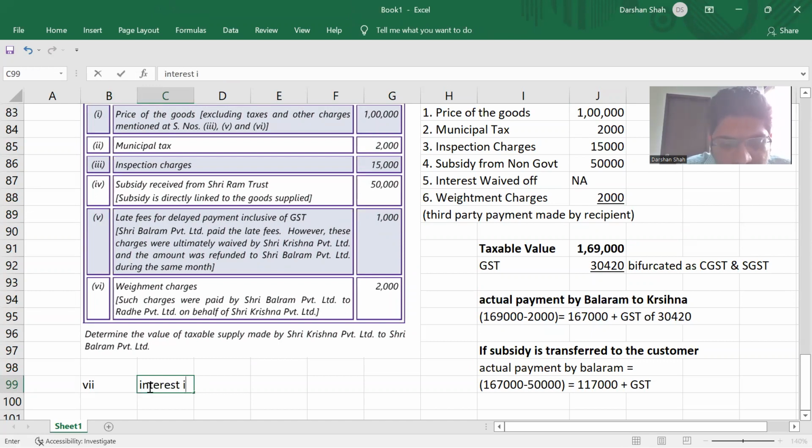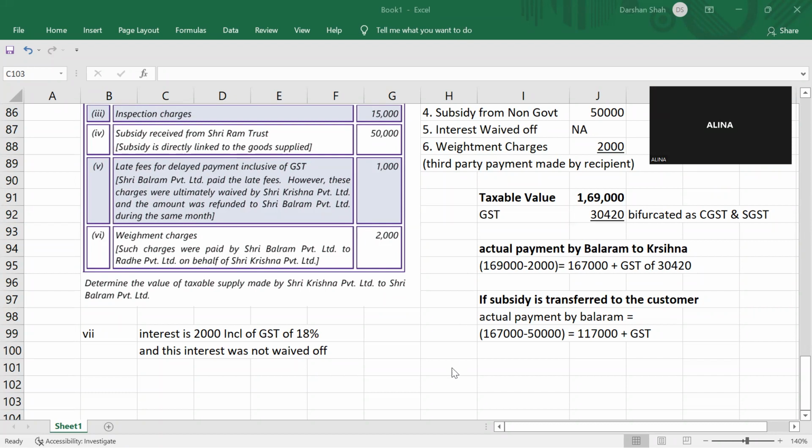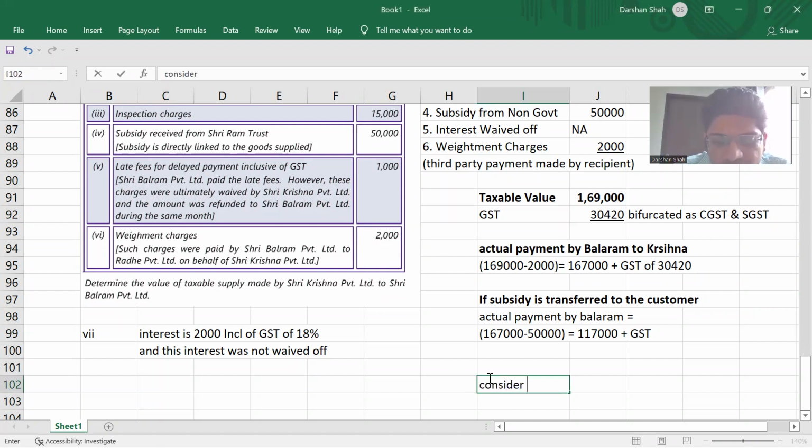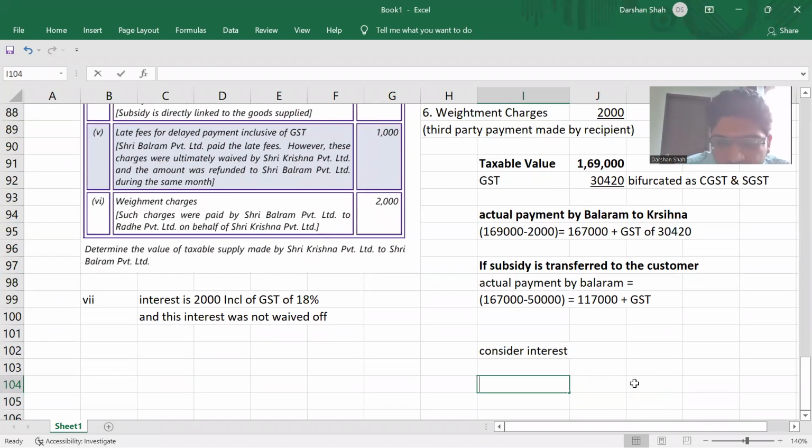Let us say interest is 2,000, inclusive of GST of 18%, and this interest was not waived off. Now what will happen? Someone tell me. Should I consider it, or should I ignore it? We have to consider interest. But we ignore the GST part, na? We ignore 18% from 2,000? No. See now, I will have to consider interest, but interest should be exclusive of GST. Everyone agrees?